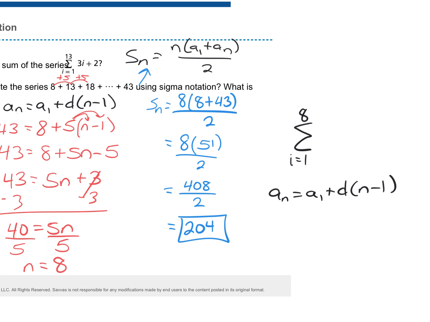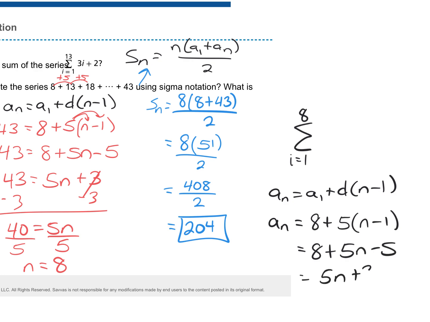So AN, what does AN stand for? Any term in the sequence, right? So that's what we're looking for. We don't know what AN is. What's A1? 8. What was our difference? 5. And then we don't know what N is. Is that the equation? Close. Now we just have to simplify it. So I get 8 plus 5N minus 5, and then I get 5N plus 3.